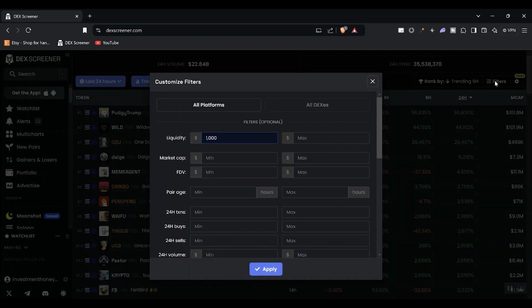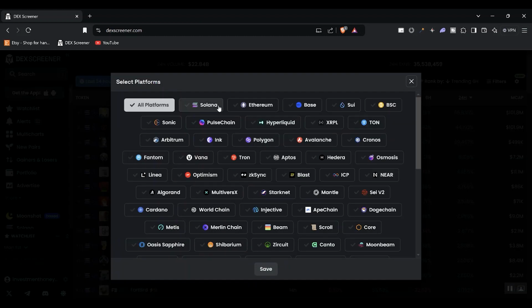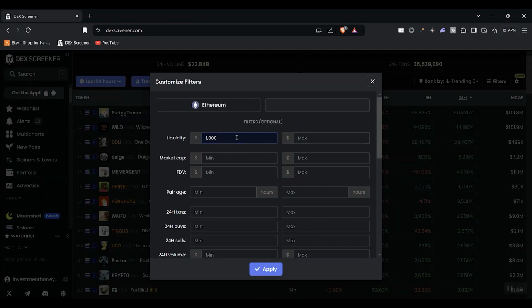And then on the filters, since we already saw a couple of Solana tokens, we're going to look at ETH and see what's going on there. Again, we're not touching liquidity. Market cap, we're going to set that at 50,000. We'll go to a million today. All right, so there we are.